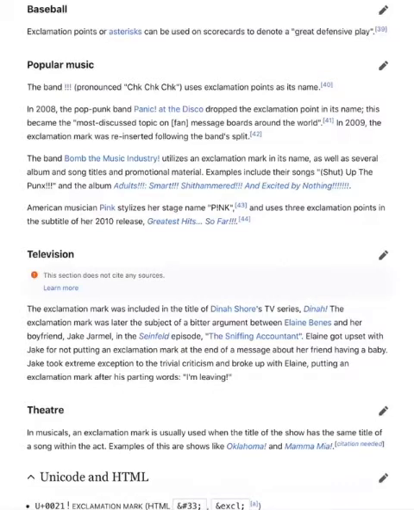The band Bomb the Music Industry! utilizes the exclamation mark in its name as well as several album and song titles and promotional material. Examples include their songs Shut Up Punks! and the album Adults!!!: Smart!!!, Shit!!!, Hammered!!!, and Excited by Nothing!!! American musician Pink stylizes her stage name as P!nk and uses three exclamation points in the subtitle of her 2010 release Greatest Hits... So Far!!!